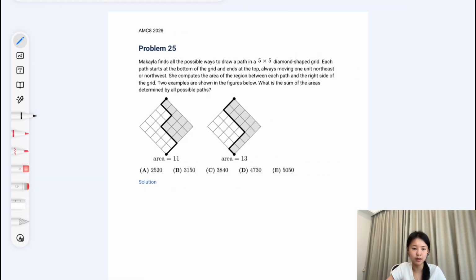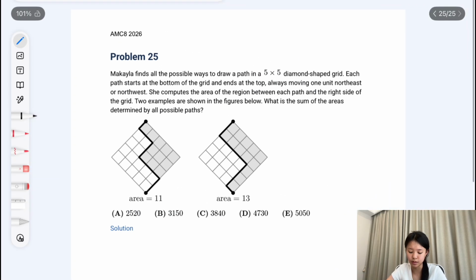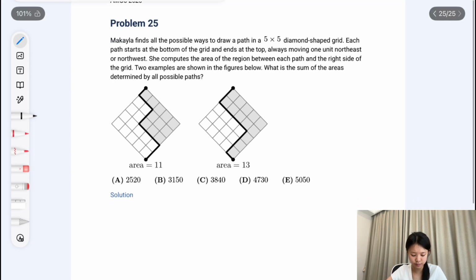Problem 25. Michaela finds out the possible ways to draw a path in a 5x5 diamond-shaped grid. And each path starts at the bottom of the grid and ends at the top, always moving 1 unit northeast or northwest. So she wants to find the area between the region of each path, which is the path and the right side. So this is shown in the figure of the shaded area.